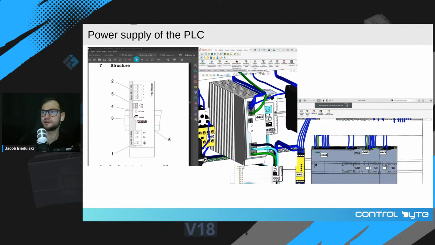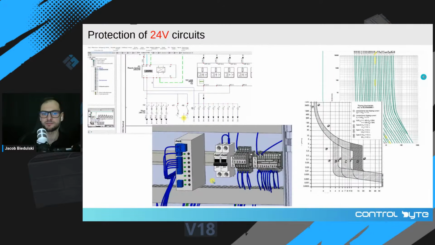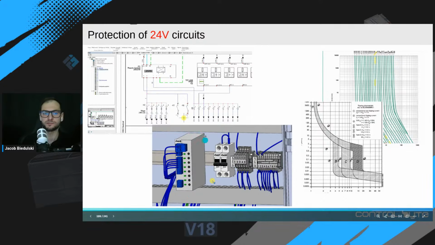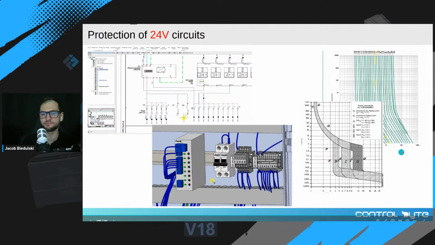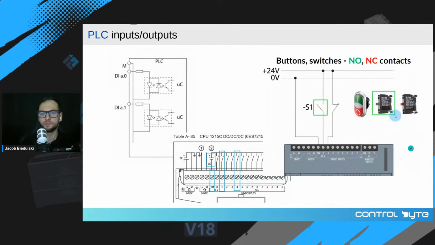Here, for example, we have a power supply for the PLC. We base the course on the manufacturer's documentation. We refer to 3D model and 2D schematics. We'll show you how to select different types of protection for 24-volt circuits like fuses, the circuit breakers, and the electronic protection device for 24 volts circuits.